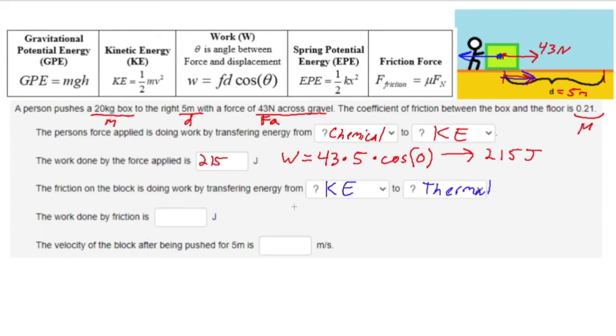So the work done by friction, well, we have to do the same thing. Let's set up our equation. Work is equal to our force, in this case, is force friction. Our displacement is still 5 because it's still that 5 meters that it's acting over. And then cosine theta, well, we see that friction is pointing to the left and displacement is pointing to the right. So the angle between these two, since they're in opposite directions, is 180.